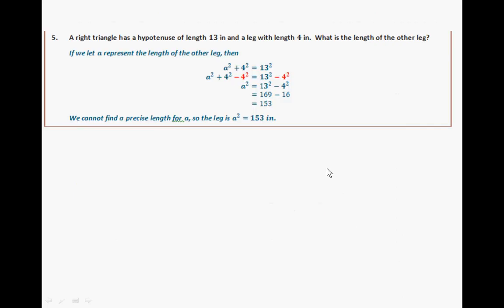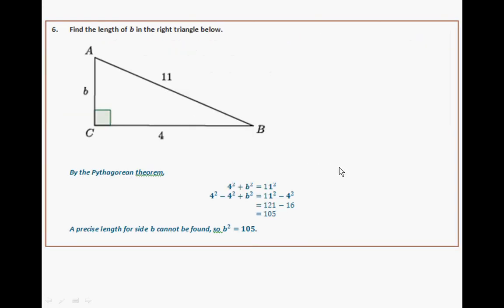And for problem 5, you are just given a verbal description of a right triangle, and using the formula, we get 153. Again, there is no precise answer for that, so we're going to leave it in terms of a squared. And for number 6, you're given the hypotenuse and one of the legs. Again, b squared is equal to 105.